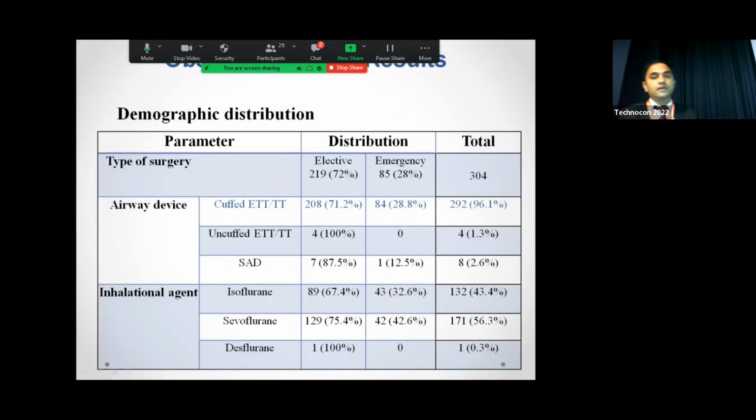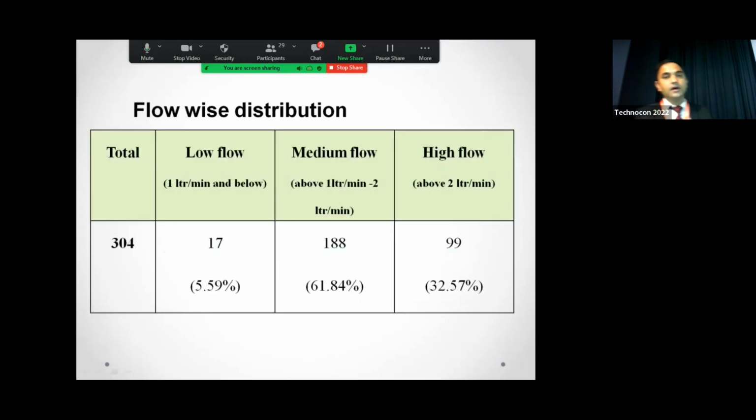There were a total of 300 cases that we observed during this study, and the maximum number of cases was done with endotracheal and tracheostomy tubes, that was 96%. The most used inhalation agent was sevoflurane, in 56% of cases. If we look at the use of low flow anesthesia, it was very low. The prevalence of low flow was around 5.59%, while the maximum cases were done at medium flow rate, that was 1 to 2 liter.